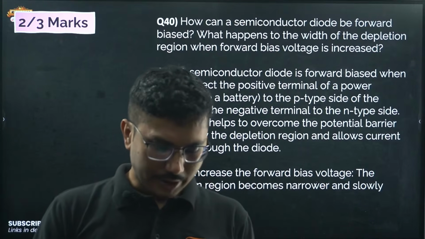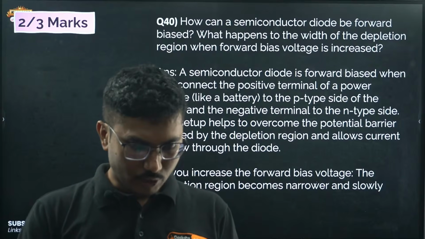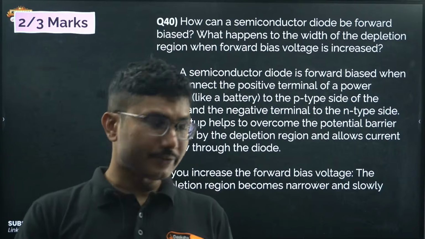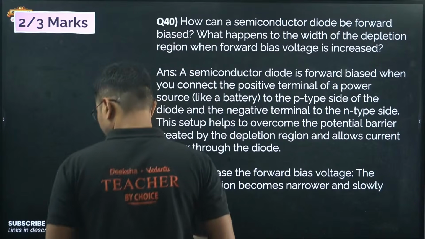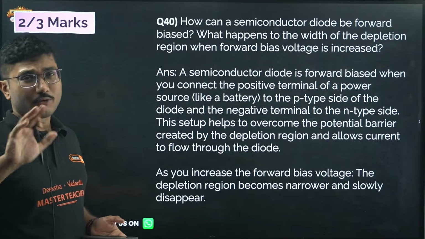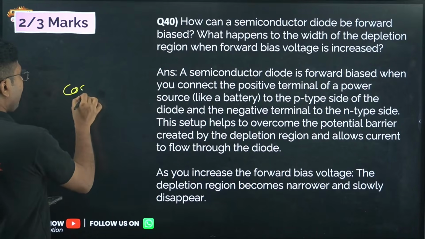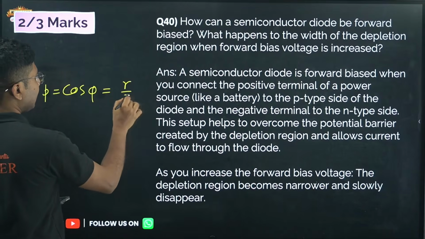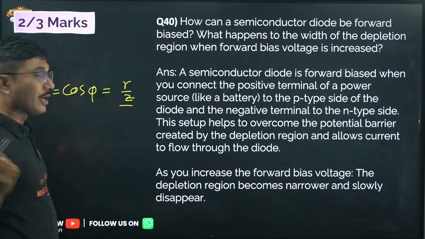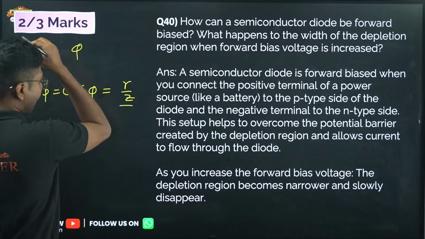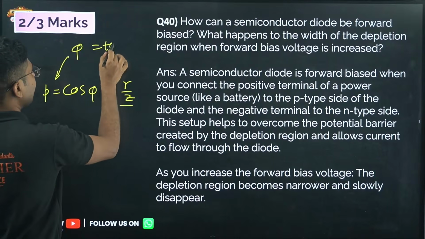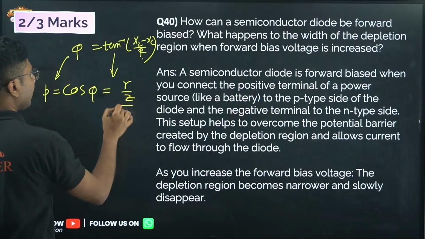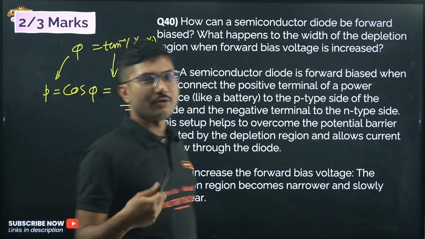Sir, the cos phi equals R by Z formula. Cos phi is the power factor. Cos phi is equal to R by Z, the derivation of the formula will not come. Cos phi is called the power factor, which is given by R by Z. In the exam, what they will ask is the phase difference and then the power factor. Phase difference is tan inverse of (XL minus XC) by R. From there you can calculate cos phi for the power factor.